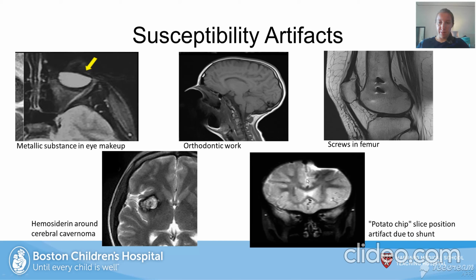And then there's this sort of artifact called the potato chip slice position, and this is due to a shunt that the person is wearing on their head. It's a metallic thing that they wear, and that will cut off what should be part of the brain on this side. So this is not pathology. That person is not missing a part of their brain. They just have a metallic substance on their head, the shunt.